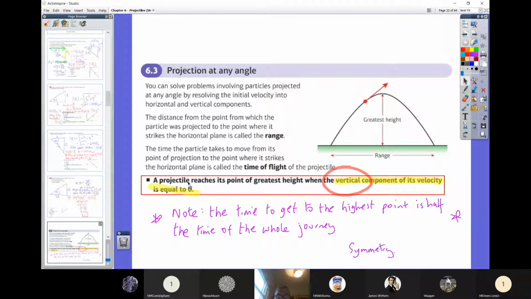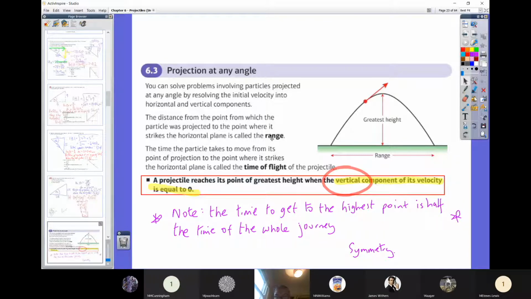Now, various bits and bobs to remember. Remember when we were launching things straight upwards, that we were saying right at the top, just before you start coming down, just at that point where you're at the maximum height, your velocity equals 0. So given that we're breaking down this projection into its horizontal and vertical components, when we're looking at the vertical components, at the greatest height, the velocity is equal to 0. So that's the key point.